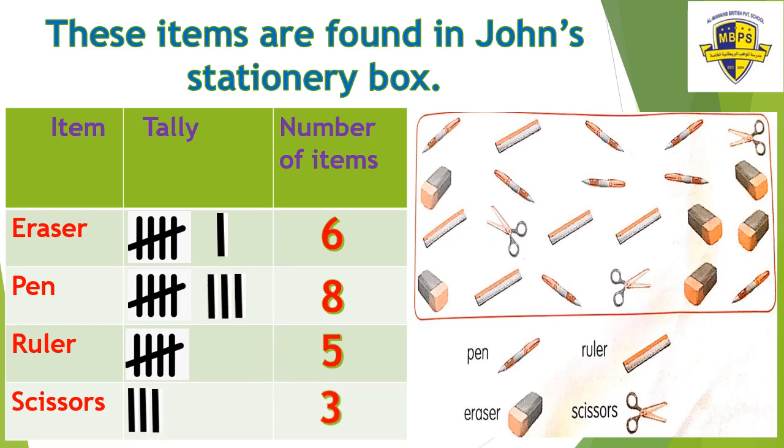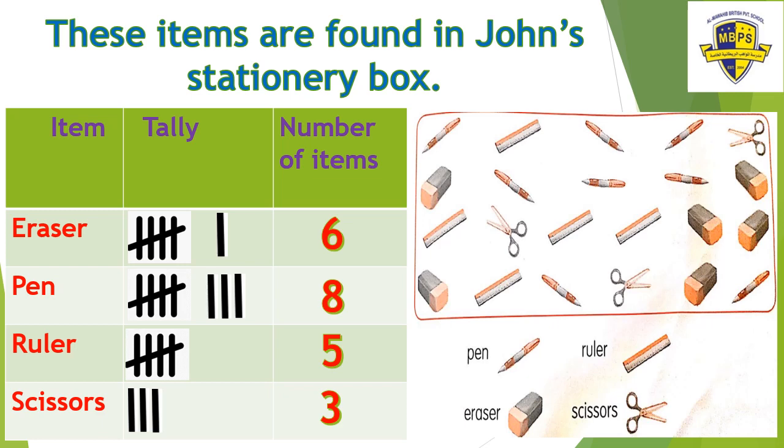Okay students, let's start with today's lesson. Now if you look at this slide, we can see that we have a stationery box. And what all things do you see in the stationery box? Very good. You can see that there are pens, there are rulers, erasers and scissors. Okay, now what we have to do? Let's read the question. These items are found in John's stationery box.